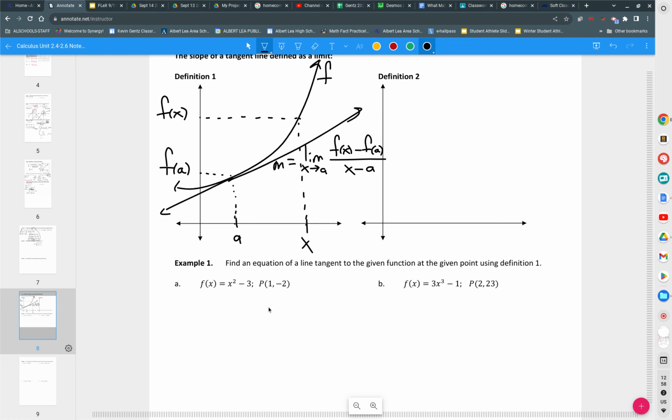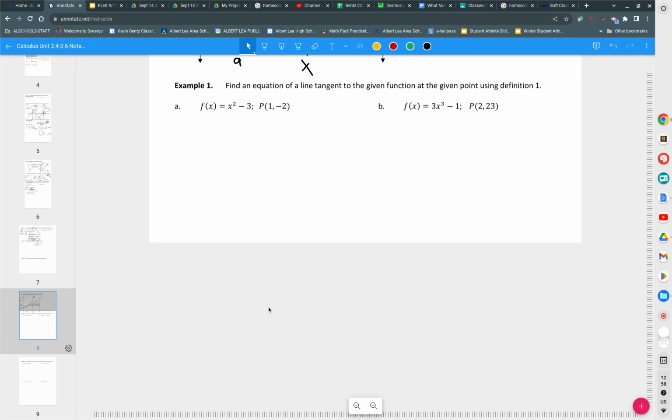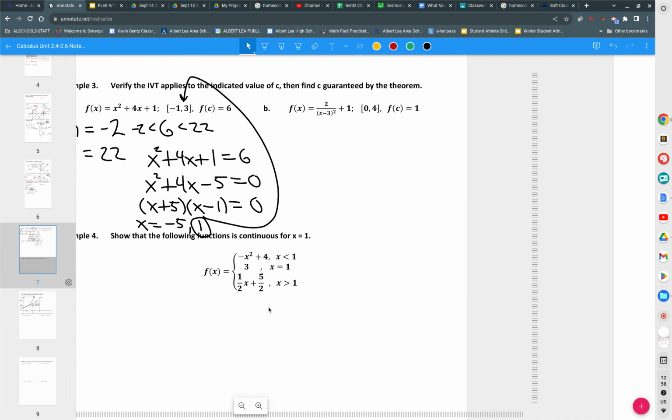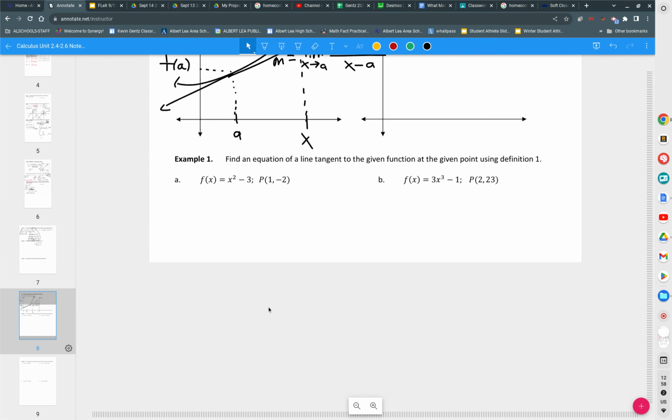There's another definition that we're going to use, which is more of a formal definition, but that's beautiful for us, and we're going to make use of it on this test. You guys will be able to practice it. You're going to do a great job with it. It's a lot of algebra, and you happen to be really good at it. So find an equation for a line tangent to the given function using definition 1. Okay, that's what we're going to practice right now.